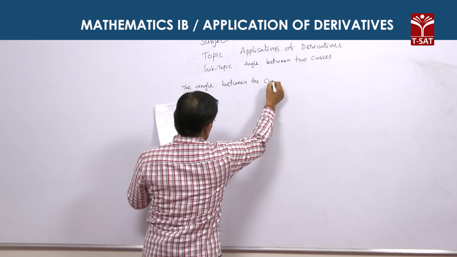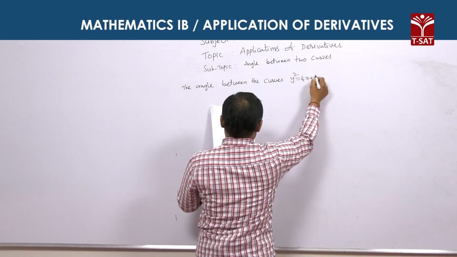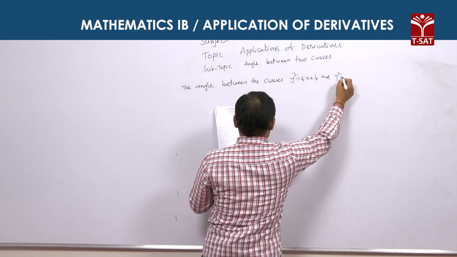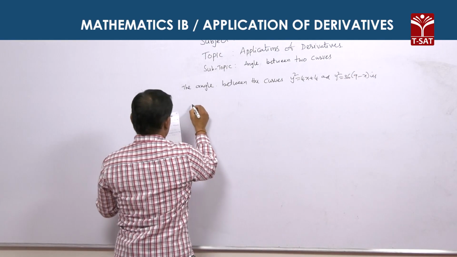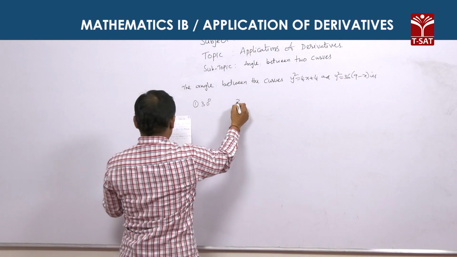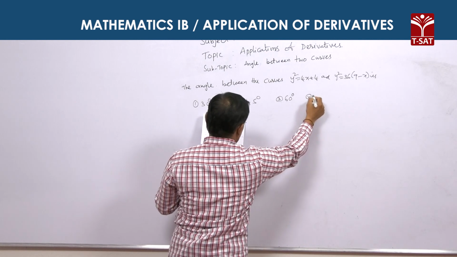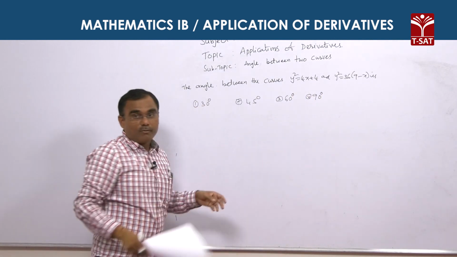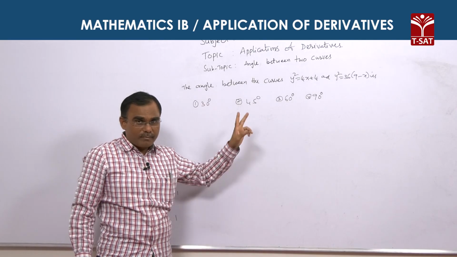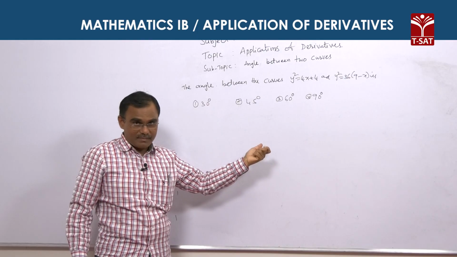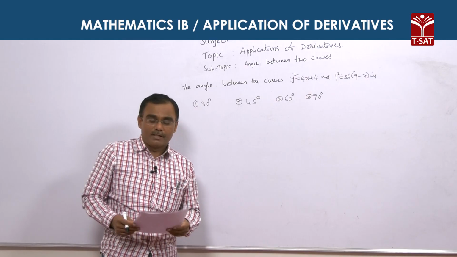The angle between the curves y square is equal to 4x plus 4 and y square is equal to 36 into (9 minus x) is dash. First response 30 degrees, second response 45 degrees, third response 60 degrees, fourth response is 90 degrees. We are asked to find the angle between two curves. First we find where the two curves intersect. At that point we find the tangent slopes. Using that we find the angle between them.